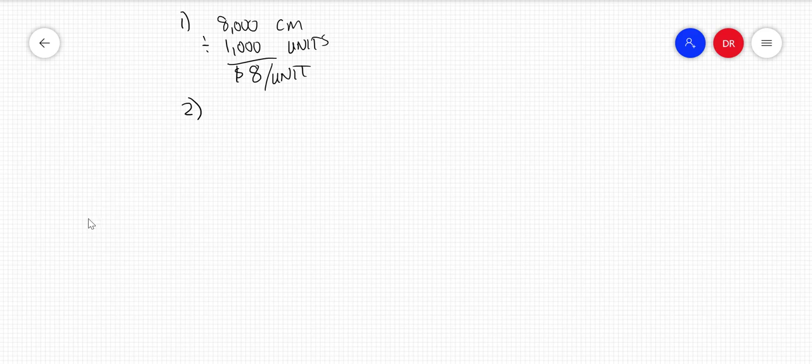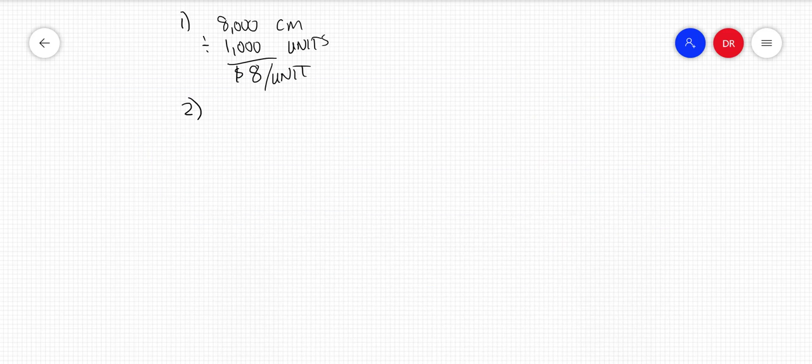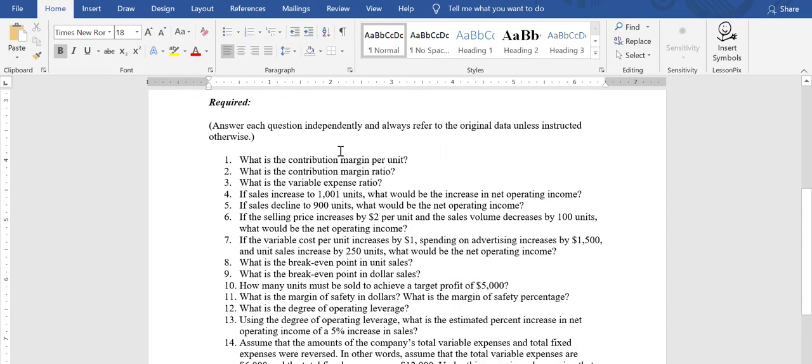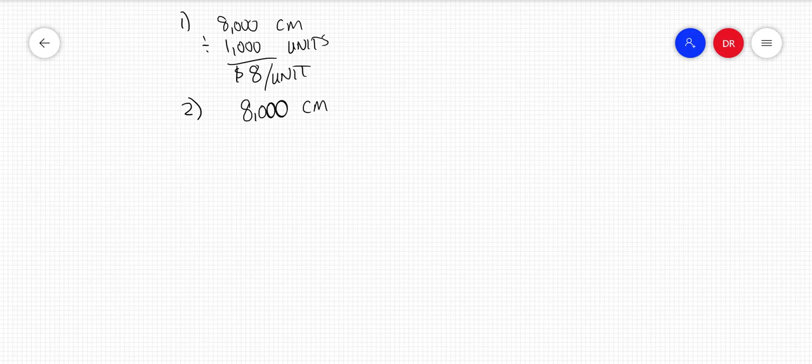Okay. For number 2, they ask you, what is the contribution margin ratio? Well, with that, we're looking at the contribution margin, which was $8,000. If we go back to the document, you can see it right here, 8,000 and sales of 20. So I'm going to go back here and divide that $8,000 contribution margin by $20,000 to get a 40% contribution margin ratio.